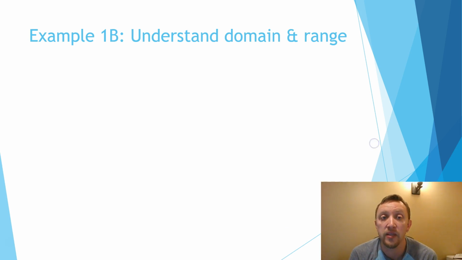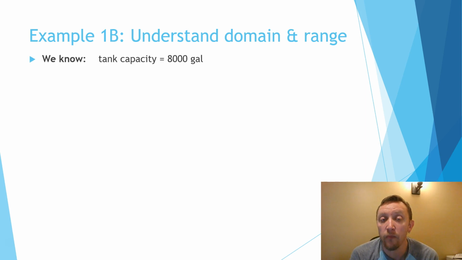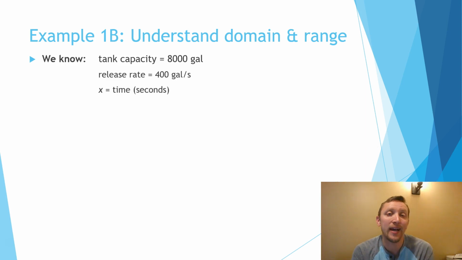All right, so let's look at this one. So here's what we know. We know the tank capacity is 8,000 gallons. We know that the release rate was 400 gallons per second. And we know that we're going to use time as our variable, and we're going to represent that with X using time in seconds.